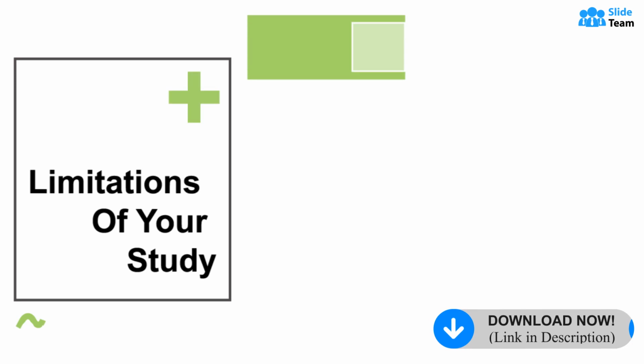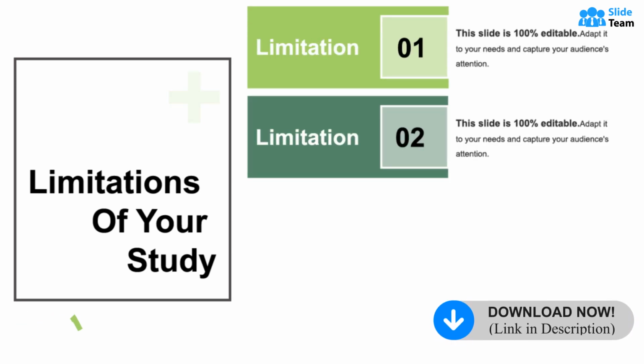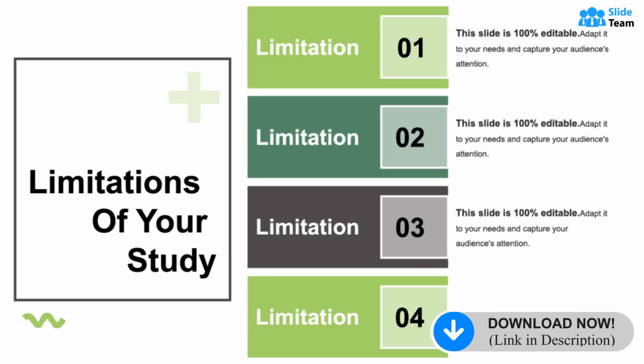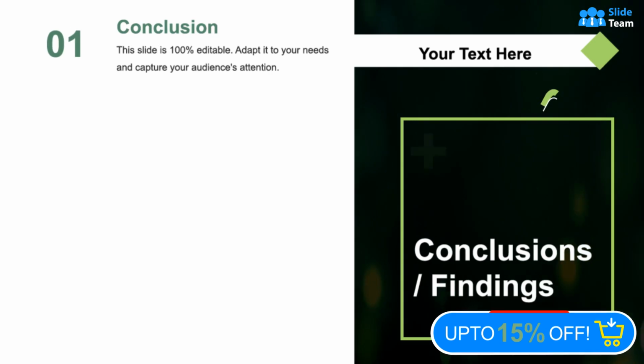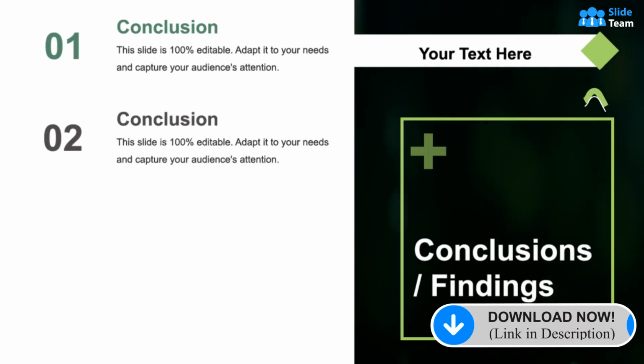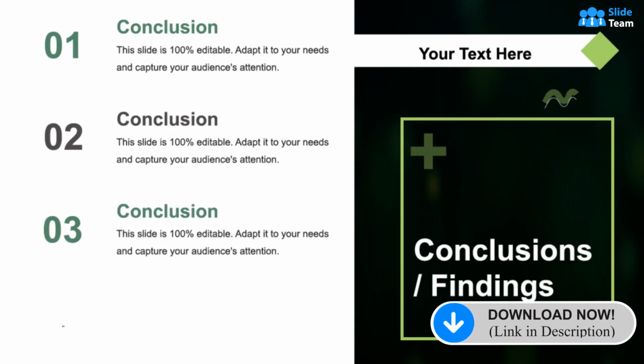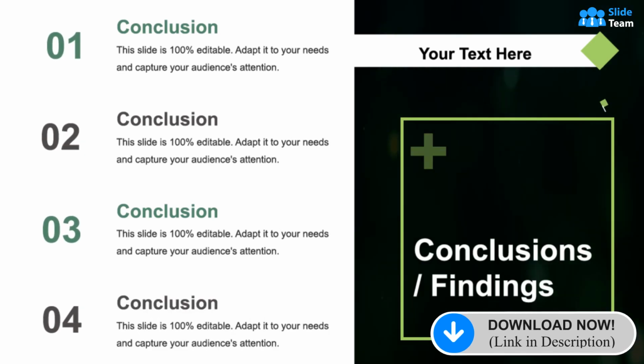Also, not to forget the limitations of your study that impacted or influenced the interpretation of the findings from your research. Use this slide to give the conclusion and clearly state the answer to your main research question. It should be concise and engaging, leaving your readers with a clear understanding of your main findings.